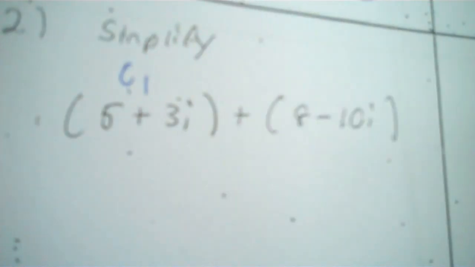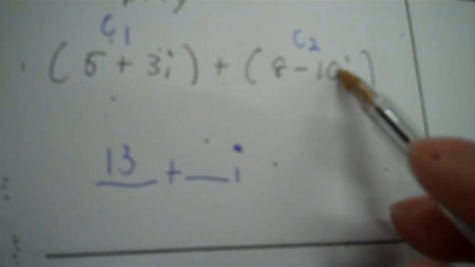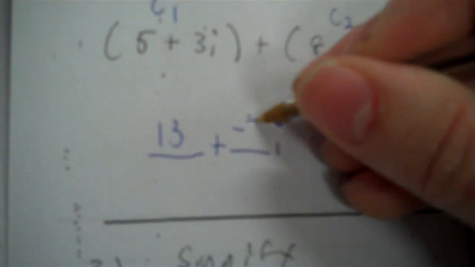Okay, simplify. This is a complex number, 5 plus 3i. This is a complex number, 8 minus 10i. So we have addition. So we go blank plus blank i. So 5 plus 8 is 13, then 3 plus negative 10 is negative 7.